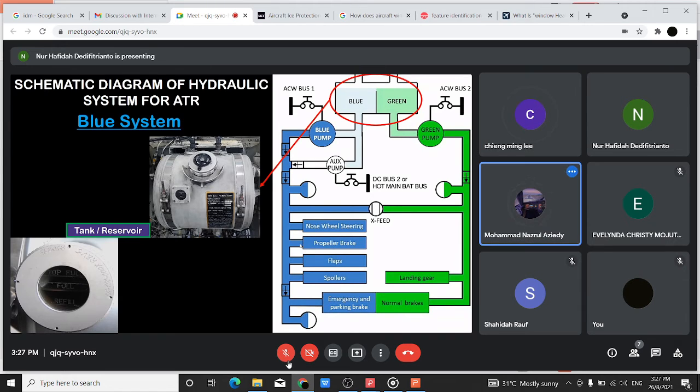Then you pull the emergency landing gear cable to unlock it, and the landing gear will fall down by gravity.